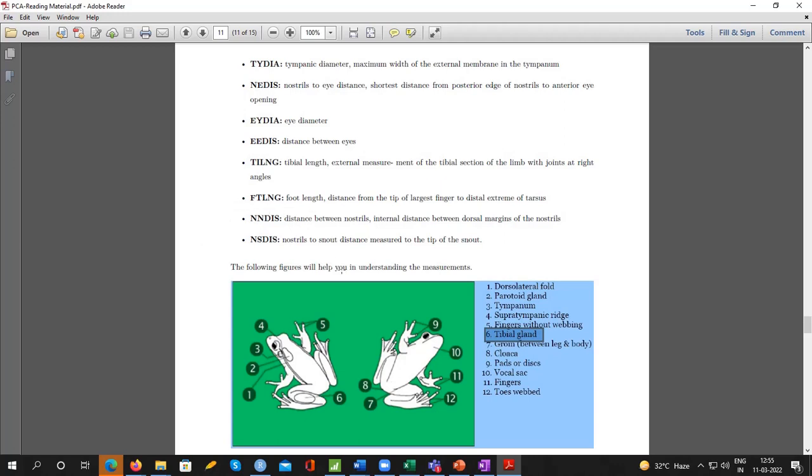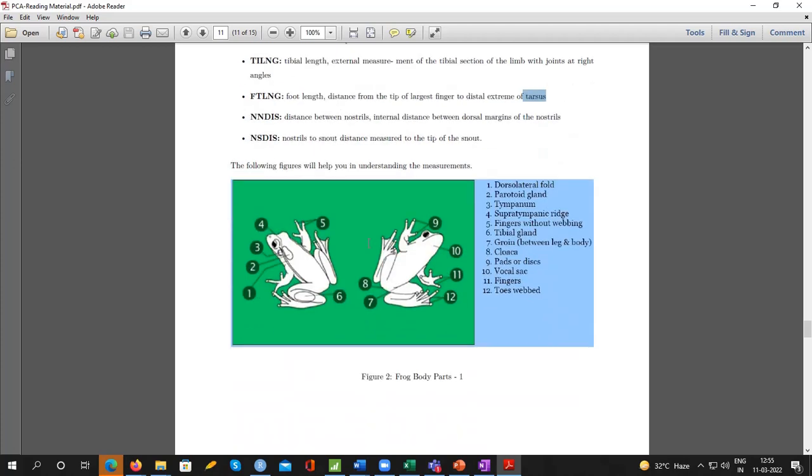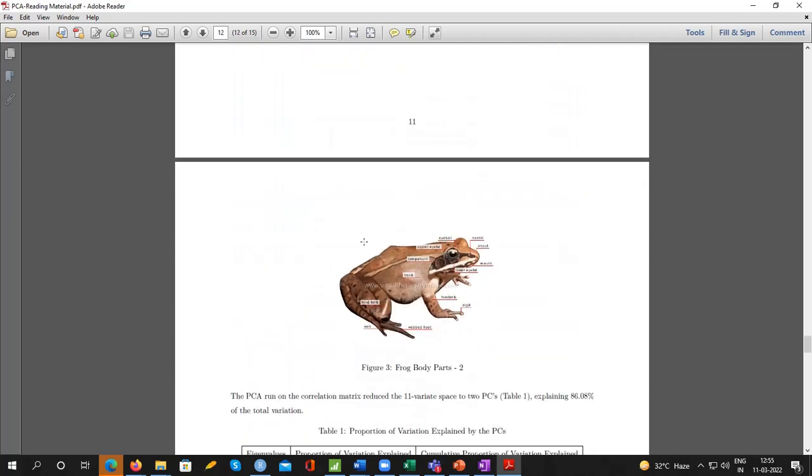Then foot length, foot length is distance from the tip of largest finger to the distal extreme of tarsus. This is another word you should Google unless you know tarsus. Okay, so foot length is measured. Then distance between nostrils, nostril to snout distance, all these measurements are taken.